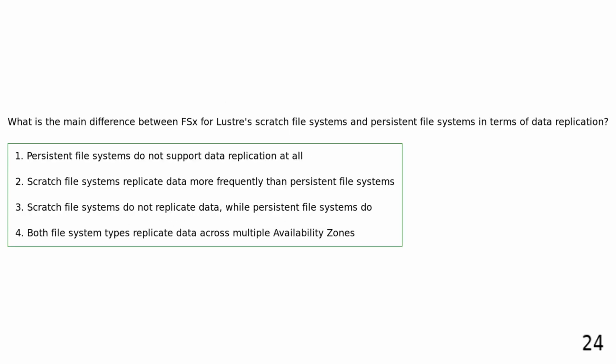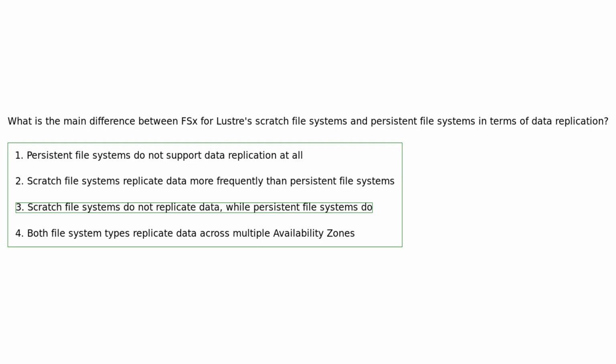What is the main difference between FSx for Lustre's scratch file systems and persistent file systems in terms of data replication? Persistent file systems do not support data replication at all. Scratch file systems replicate data more frequently than persistent file systems. Scratch file systems do not replicate data, while persistent file systems do. Both file system types replicate data across multiple availability zones. The key difference is that scratch file systems in FSx for Lustre do not replicate data, accepting the risk of data loss for better performance, while persistent file systems replicate data for durability.